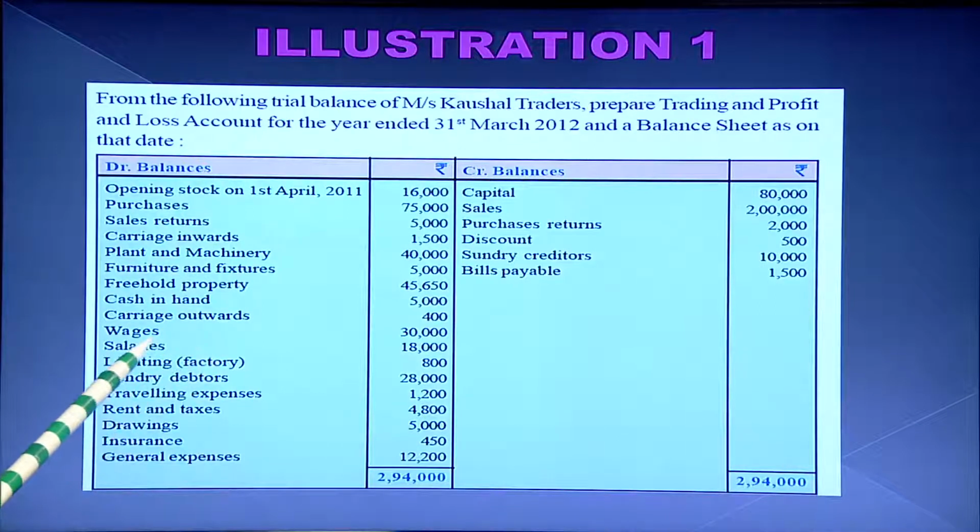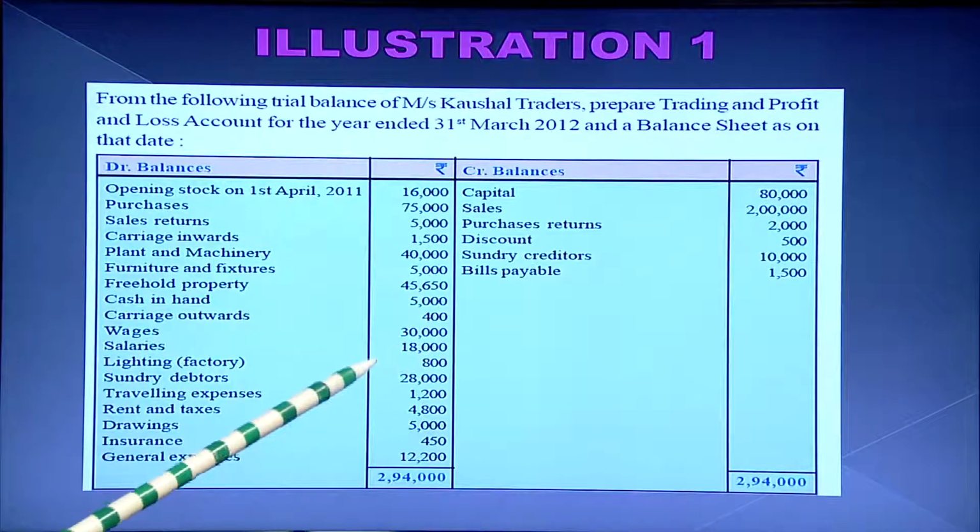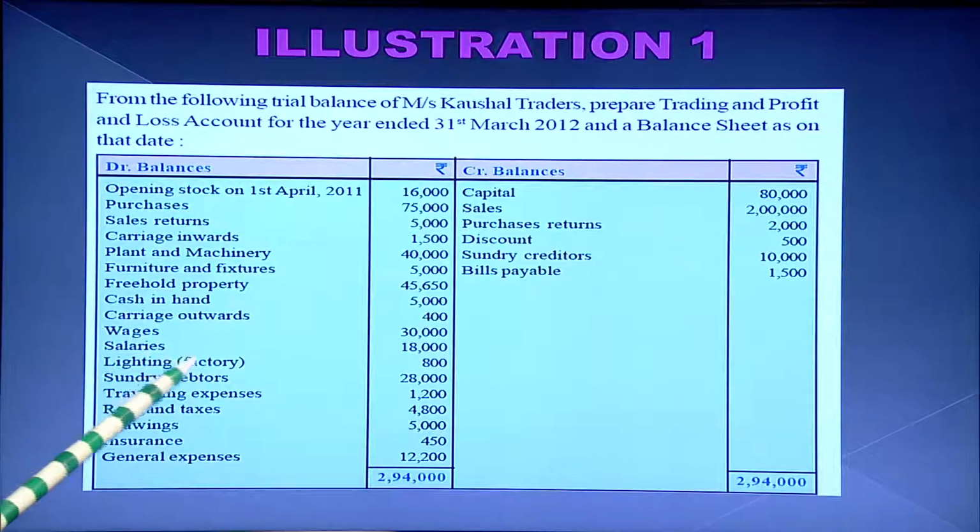Next is salaries. Salaries rupees 800. Salaries is our indirect expenses. So, the salary will be shown in profit and loss account. Next is lighting. Lighting, you see that in bracket there is also a word written, that is factory, that means factory lighting. If factory lighting, then that will be shown in trading account. If lighting related to office, that will be shown in profit and loss account. So, this lighting factory is shown in trading account.